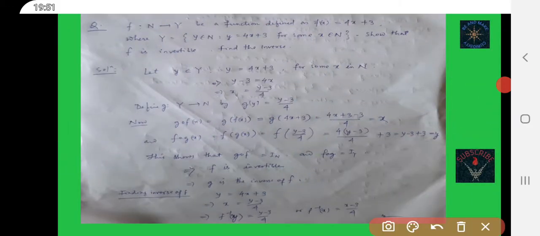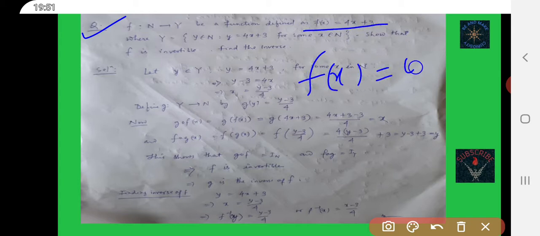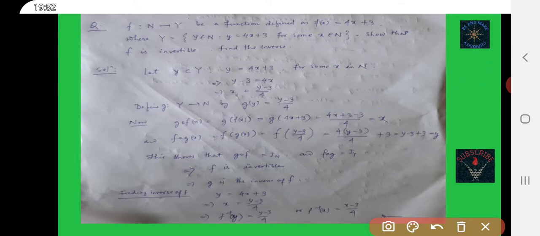Now here question given, f function is mapping from N to Y, be a function defined by f of x is equal to 4x plus 3. This Y is this, for some x belongs to N, so that f is invertible. Then you find the inverse.